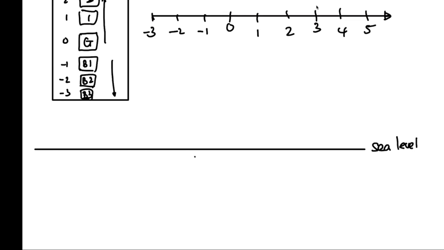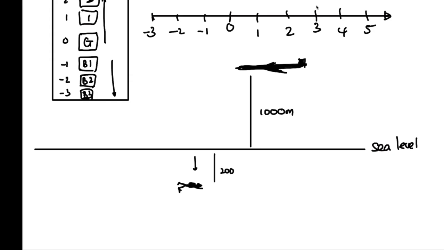So for instance, if you are a diver that is here, and then there's an airplane here, and we want to calculate the distance between the plane and the diver, how far it is, we need to use directed numbers. So let's say this one is 1,000 meters above sea level, and then this one is 200 meters below sea level. If you look at the diagram, it's easy to calculate.